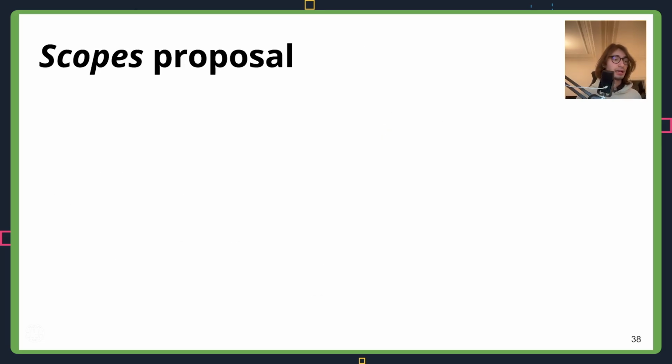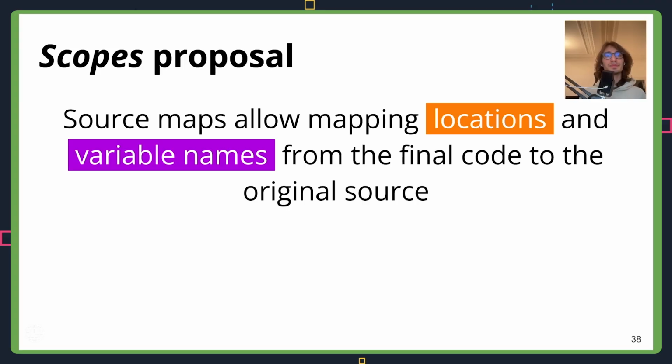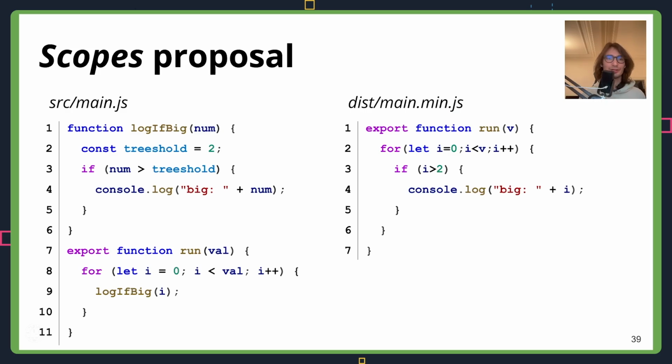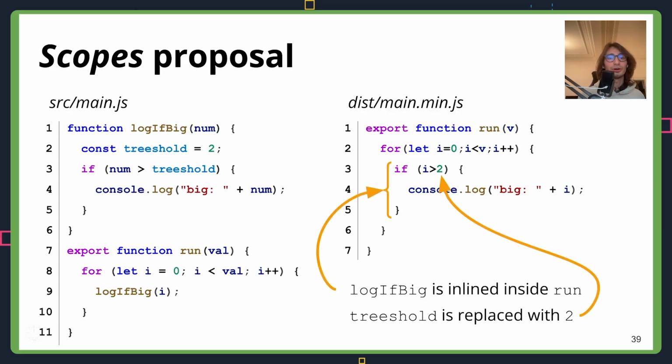We have a second proposal that's very active, and personally it's one of the ones I'm most excited about, called scopes. Source maps allow mapping locations and variable names from the generated code to the original source. But is this enough? Well, the answer is no. There are many cases in which this is not enough. And scopes is what's trying to solve many of these cases by giving us a way to keep track of what all the original functions and variables were.